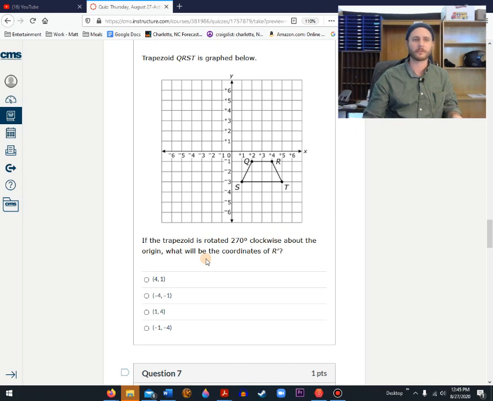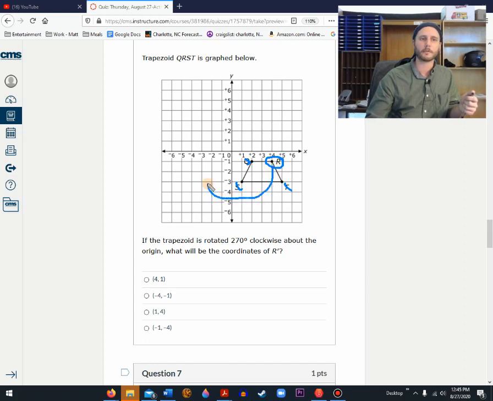The trapezoid is rotated 270 degrees about the origin. What are the coordinates of point R? So when they're saying that it's rotated 270 degrees clockwise, what they're talking about is this point, and we don't care about Q, S, or T. We really don't. That doesn't matter for this problem. We're going to take R, and we're going to rotate it. 90 degrees would be here, 180 degrees would be here, and 270 degrees would be over here.